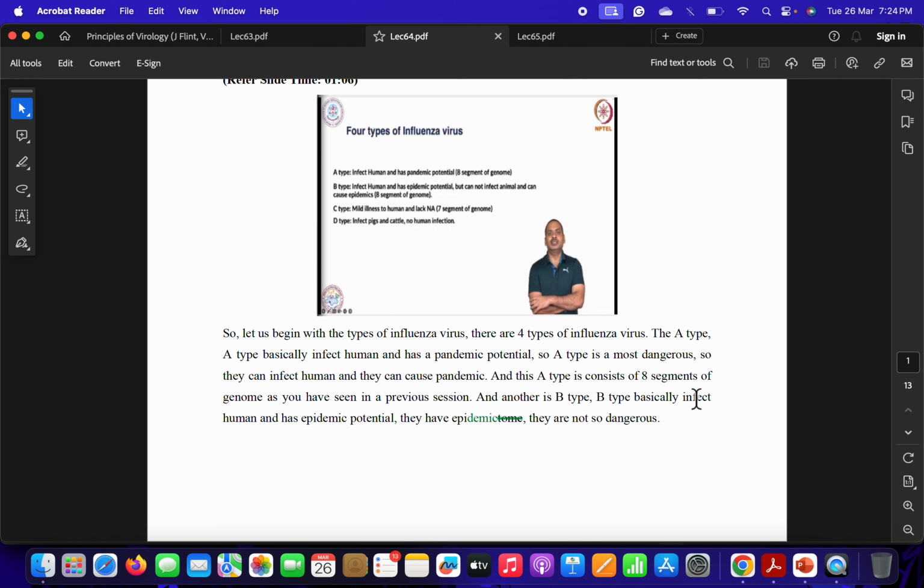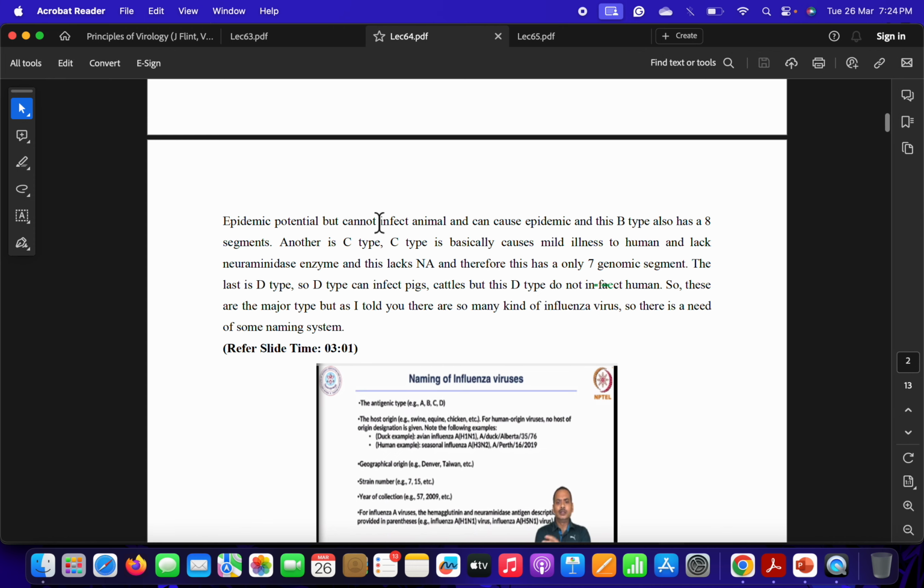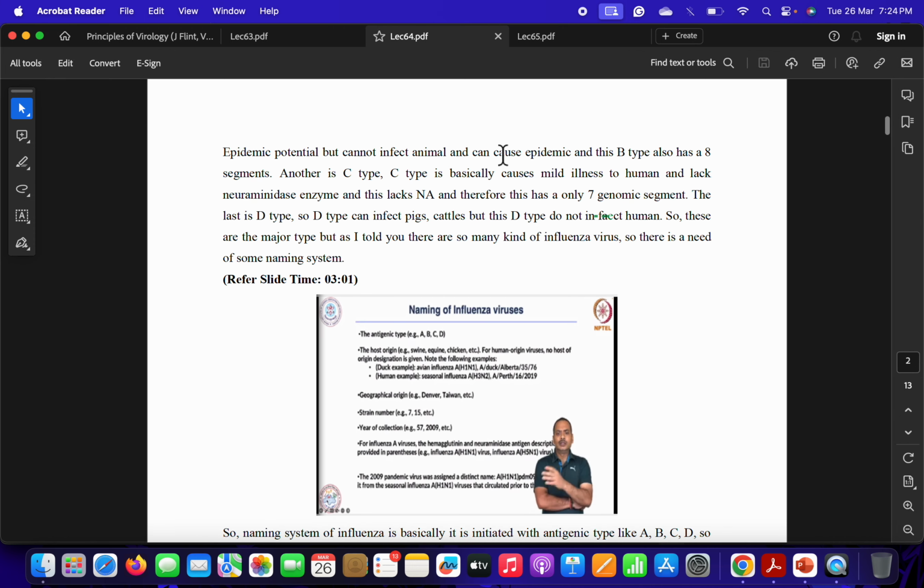Another is B type. B type infects humans and has epidemic potential. They are not so dangerous. They cannot infect animals but can cause epidemics, and this B type also has 8 segments. Another is C type. C type causes mild illness in humans and lacks the neuraminidase enzyme, NA, and therefore has only 7 genomic segments.